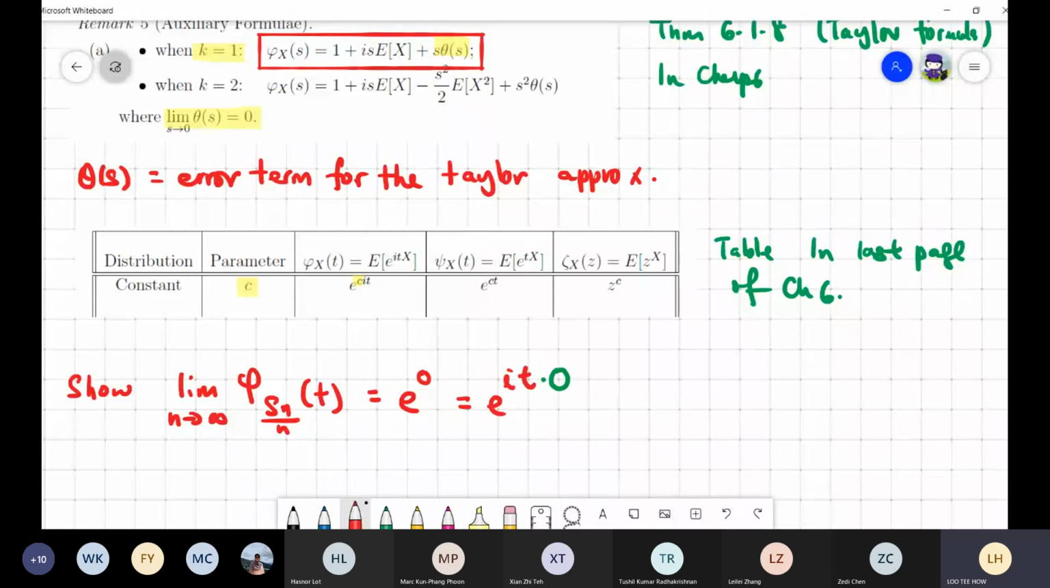So then from here we can see that this Sn over n will converge to 0 in distributions. In fact, this means our c here. So this is what we want to show. I would say this is the first step, number 1. We want to show this is equal to this.